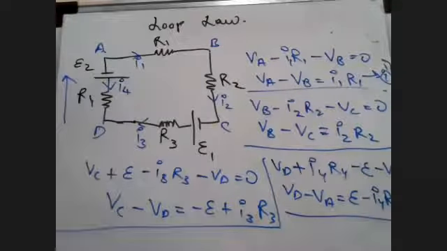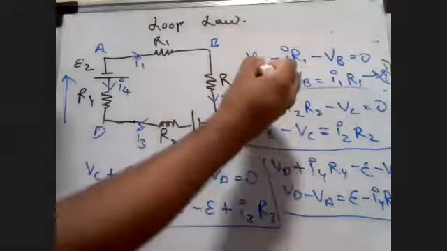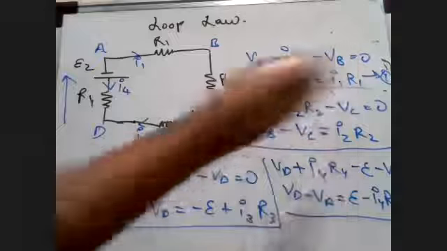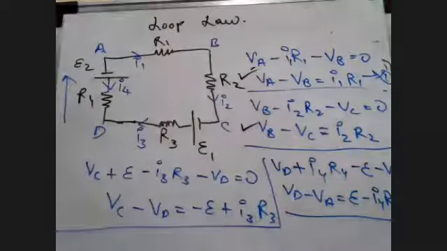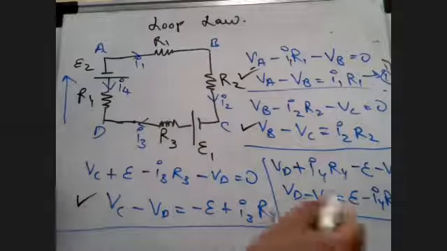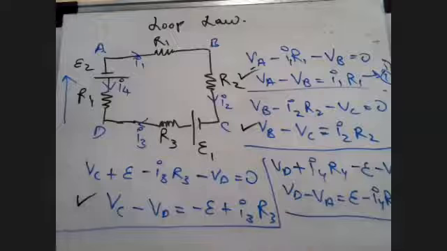So there are four equations here. VA minus VB equal to I1 R1, VB minus VC equal to I2 R2, VC minus VD equal to minus epsilon plus I3 R3, and VD minus VA equal to epsilon minus I4 R4. Yes or no?